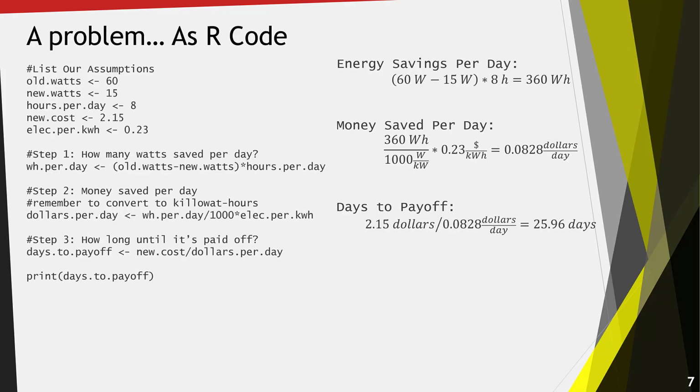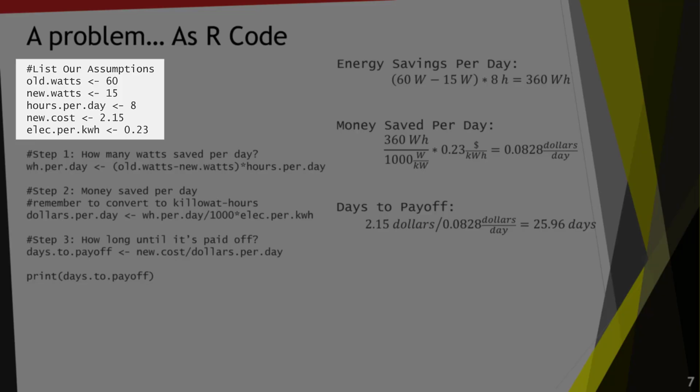I've written out all of the R code that you would need to do this. First, what we would do is list all of our assumptions. This makes it easy for anyone looking at your R script to know exactly what assumptions are feeding into your calculations. This improves both the transparency of your work because your assumptions are obvious, and the reproducibility because everyone knows exactly what those assumptions are.